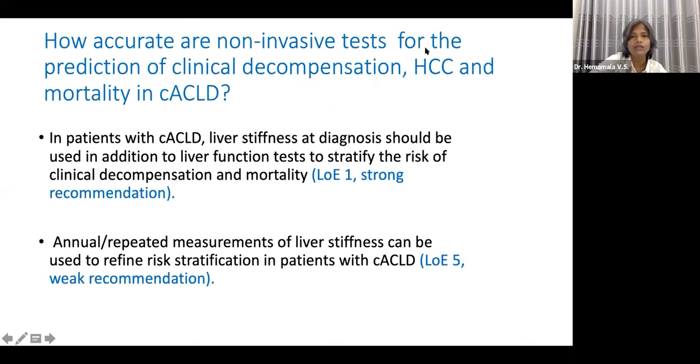How accurate are these tests for prediction of clinical decompensation, HCC, and mortality? In all patients with advanced chronic liver disease, liver stiffness measurement should be done, and probably periodic or repeated measurements also to be done to refine the risk stratification.